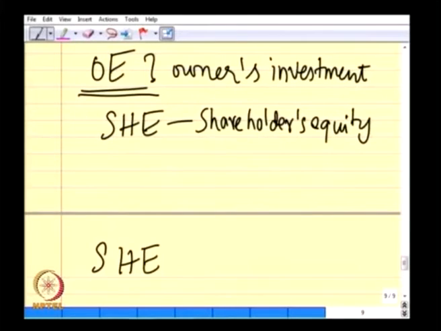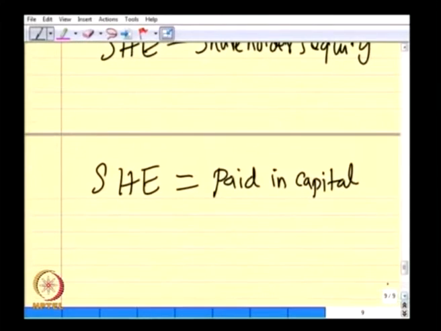So, the shareholders equity has two parts in it. The first part is the paid in capital, and the second part is the retained earnings.